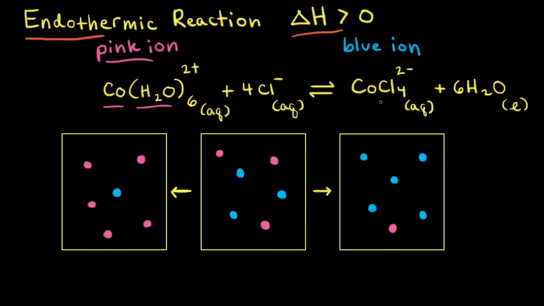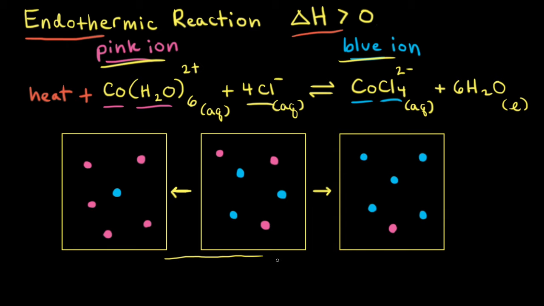And when four chloride anions complex to a cobalt 2 plus ion, the resulting complex ion is blue in color. When the pink ion reacts with four chloride anions, the blue ion is formed. And since this reaction is endothermic, we can put heat on the reactant side. We're going to use these particulate diagrams down here to help us understand what happens to an endothermic reaction at equilibrium when the temperature changes.